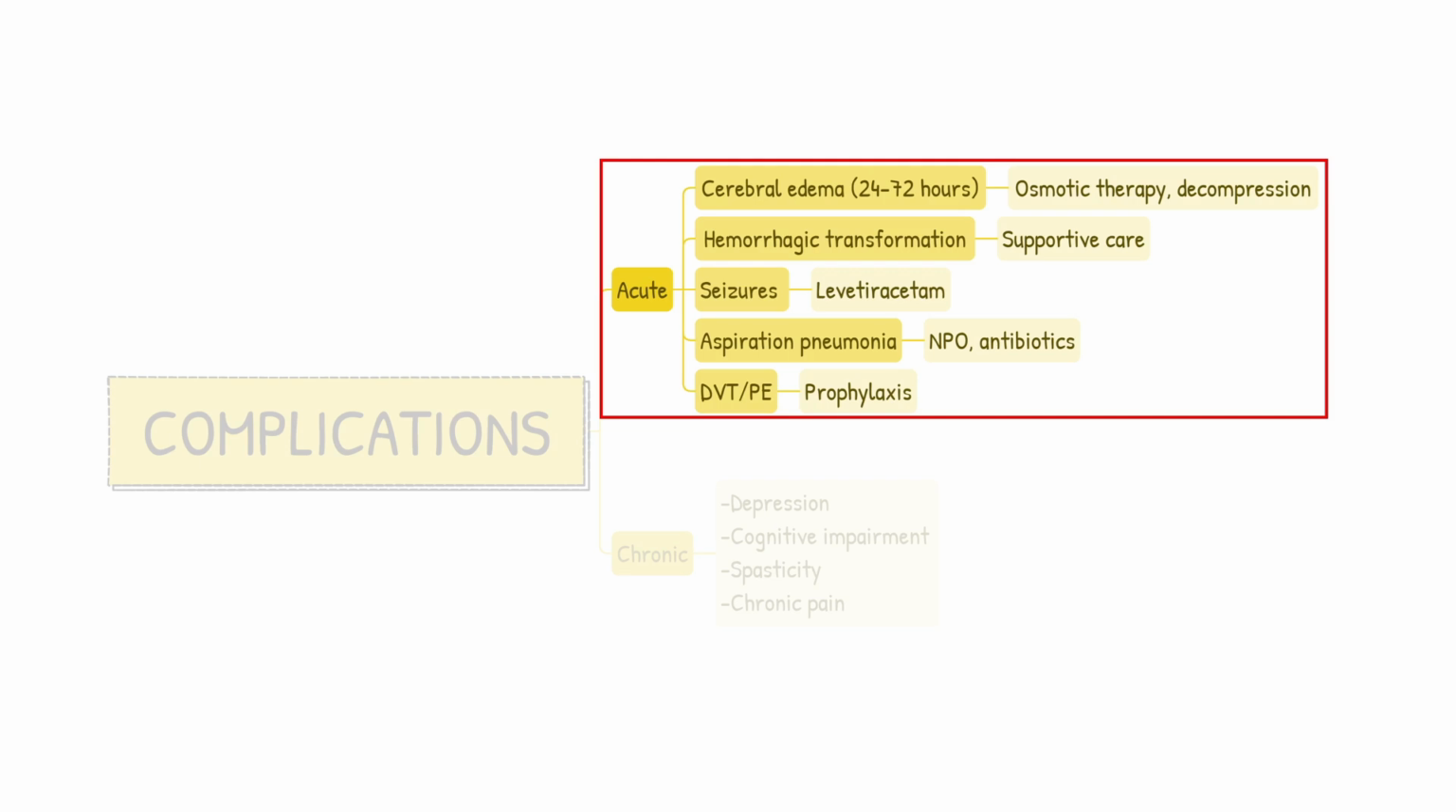Patients with dysphagia are at risk for aspiration pneumonia. Keep patients NPO until swallow assessment is complete and treat with antibiotics if pneumonia develops. Immobilized stroke patients are at risk for deep vein thrombosis and pulmonary embolism. Prophylaxis with subcutaneous heparin or sequential compression devices is important.